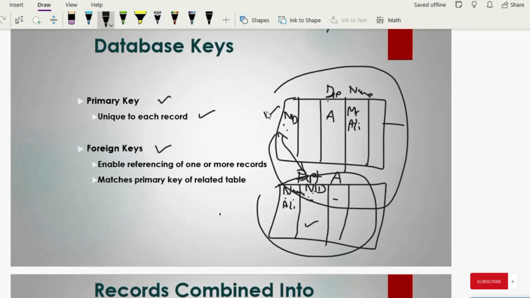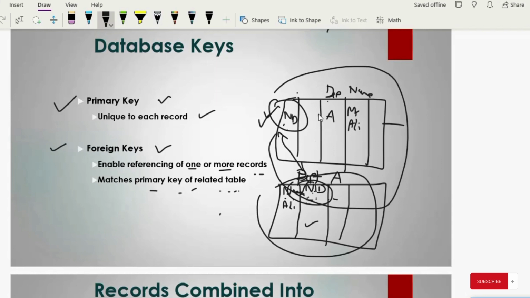It's a repetitive key, and in table B it could be a reference key for table 1, and it will help me match table A with table B. Right? So the foreign key enables the referencing of one or more records. It matches the primary key of the related table. So do remember, we have two types of database keys. Primary key is the unique key of each record, and then the foreign key matches one table with another table.